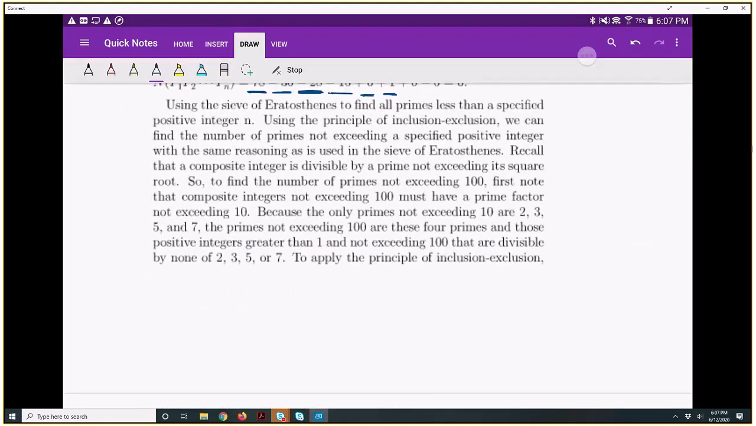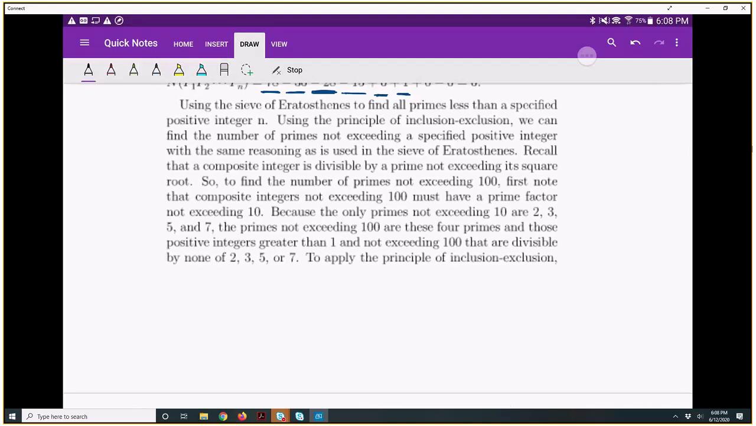All right, so one concept that you may or may not be familiar with is the sieve of Eratosthenes. This is an algorithm that allows us to find all of the primes less than a specified positive integer. Using the principle of inclusion and exclusion, we can find the number of primes not exceeding a specified positive integer with the same logic, the same reasoning that's used in the sieve of Eratosthenes. So in case you're not familiar with it, we'll just introduce it here briefly.